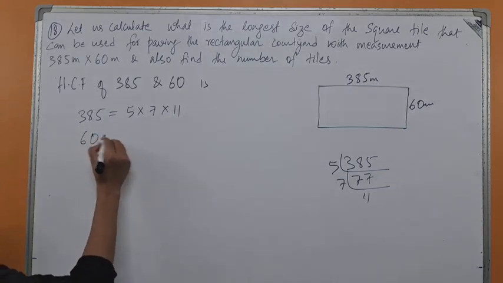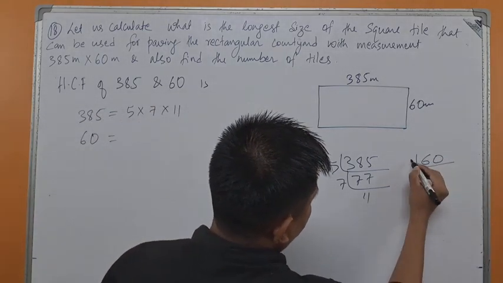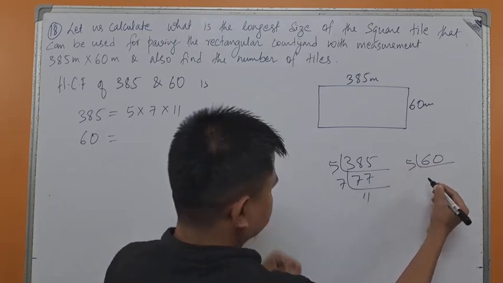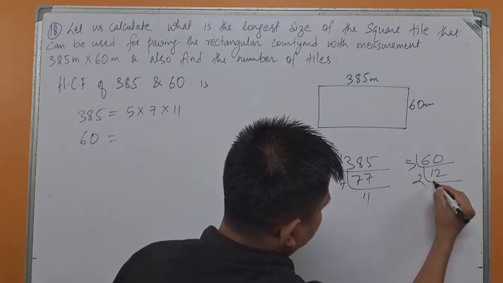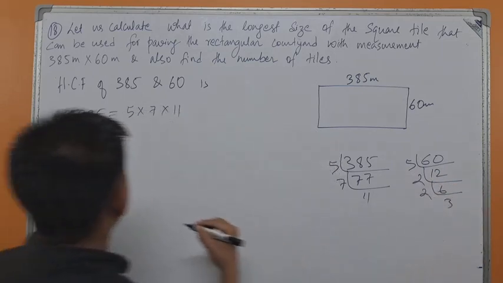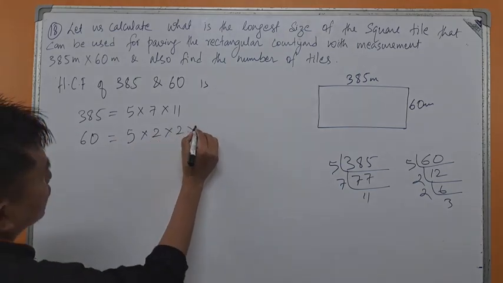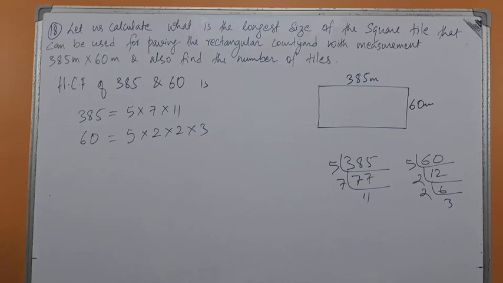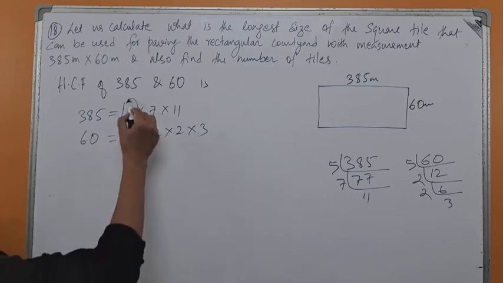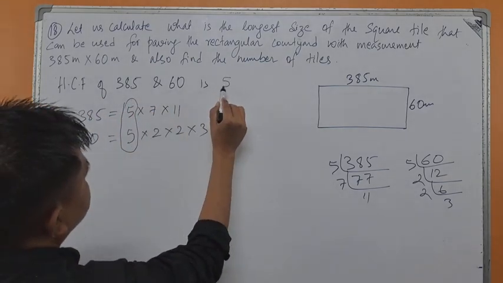Okay. Similarly, 60, we find the factors of 60 as well. 5 12s are 60, 2 6s are 12, 2 3s are 6. 5 into 2 into 2 into 3. 5 2s are 10, 10 2s are 20, 20 3s are 60. So the HCF of 385 and 60 is the common factor, that is 5. Okay, HCF of 385 and 60 is 5.